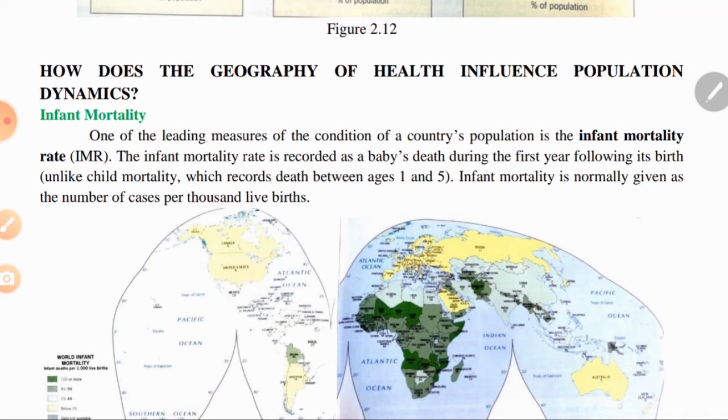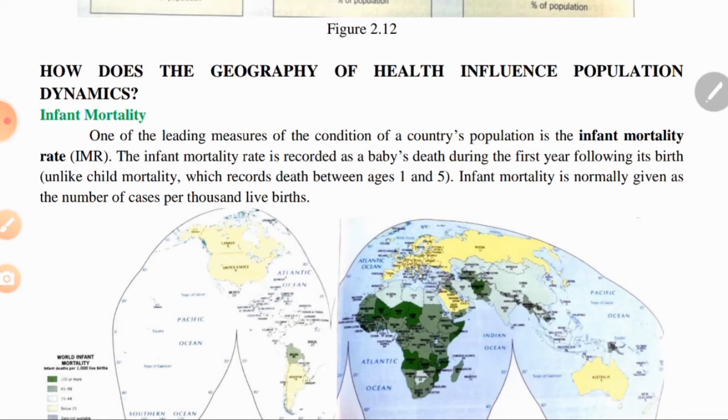Sa infant mortality, one of the leading measures of the condition of a country's population is the infant mortality rate. The infant mortality rate is recorded as a baby's death during the first year following its birth. And infant mortality is normally given as the number of cases per 1,000 live births. Infant and child mortality reflect the overall health of a society.